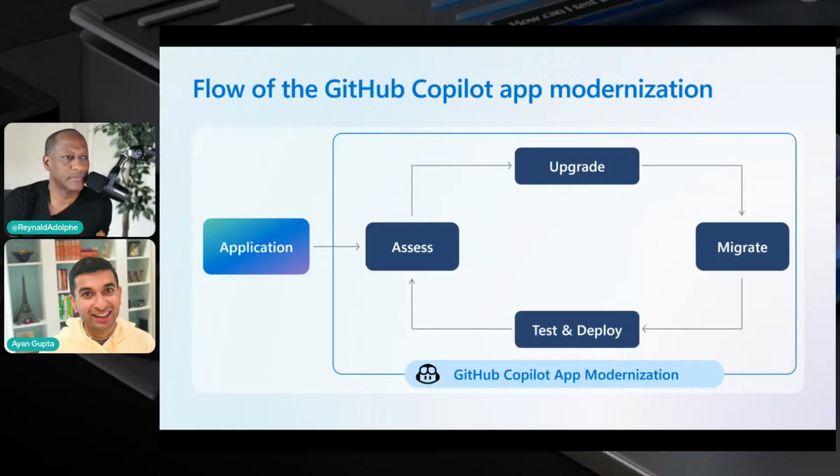It looks at what this application does. What am I getting myself into? It assesses it. It gives an assessment report of everything that needs to be done, whether it's Java upgrades, or migrations from a different cloud provider to Azure. And then as a developer, we use the help of Copilot to upgrade. We'll get into a demo where I'll show you how easy it is to actually upgrade now with the help of this new Copilot assistant. And then migrate, test and deploy, and the cycle continues.